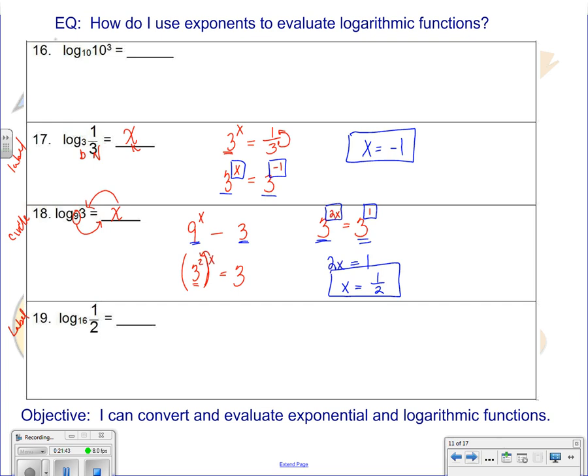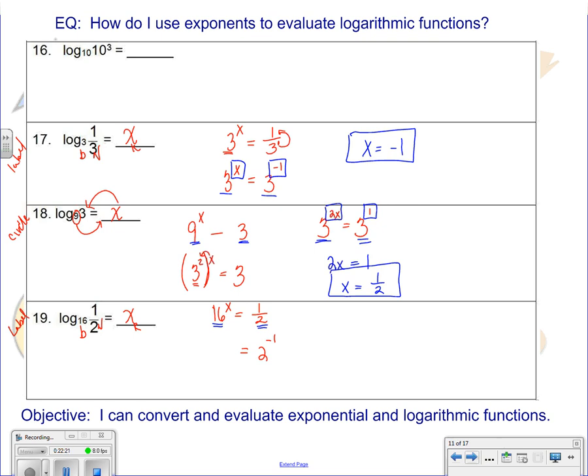Our last problem, log base 16 of 1/2 equals something. I don't know what it is, so we let it be x. Let's rewrite it. So this is my b, my n, and my k. So we get 16 to the x power equals 1/2. This one is a little more challenging. Our bases need to be the same. One is 16 and the other is 1/2. I recognize I can write the 1/2 as 2 to the -1 power.